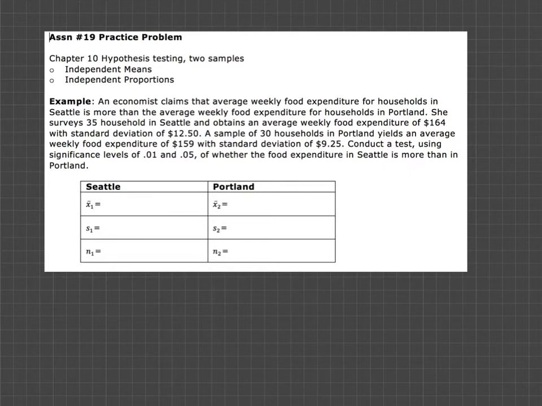So we want to look to the write-up to get a clue, and if we look at what we're testing, we're conducting a test using these significance levels of whether food expenditure in Seattle is more than in Portland. And looking back further in the write-up, we see that what we're given is average weekly food expenditure in Seattle and in Portland, right? So this is going to indicate that we are looking for a test of means.